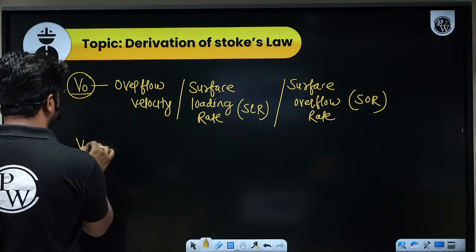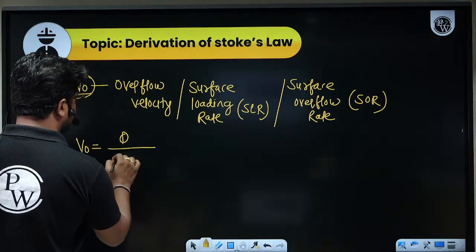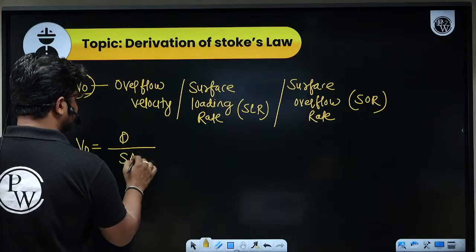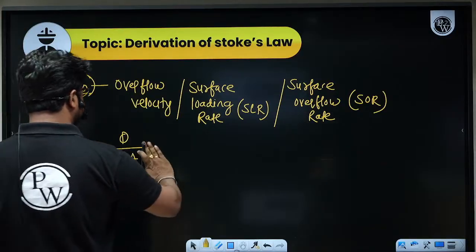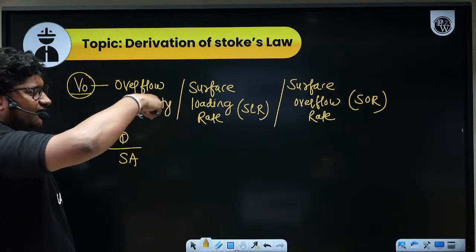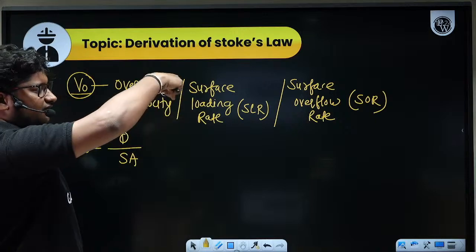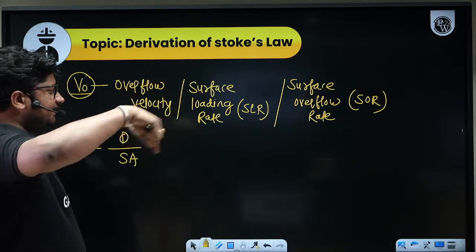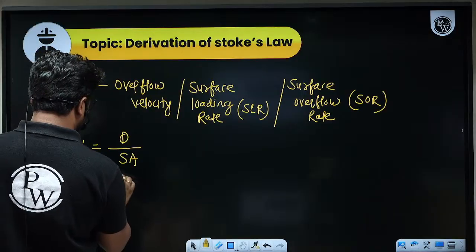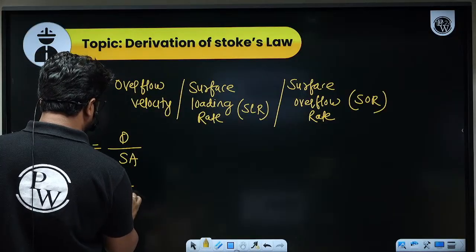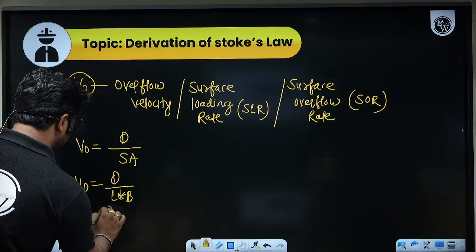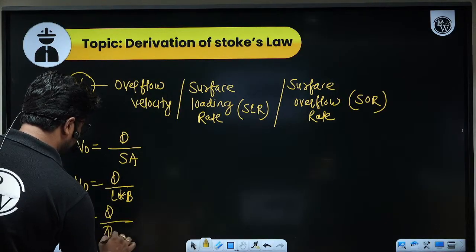The general symbol is V0, that is discharge upon, actually, the plan area. We write it as a surface area, but actually it's a plan area. If it is a rectangular section with base width B and length L, then V0 is Q upon L into B. If it is a circular section, V0 will be Q upon pi by 4 into D square.